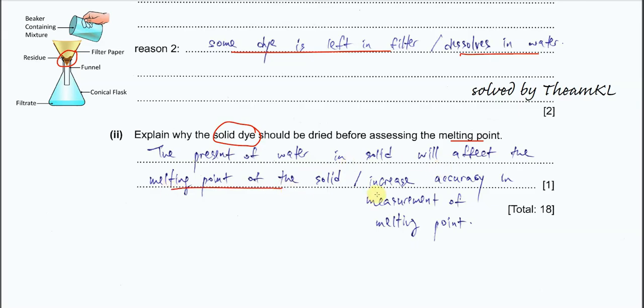Okay, this is the reason. Why do we want to dry the solid? Another reason you can put is to increase the accuracy of the measurement. If it is water free, with no water, the melting point is more accurate. So that's why we want to do this.